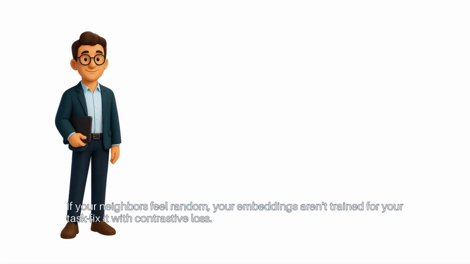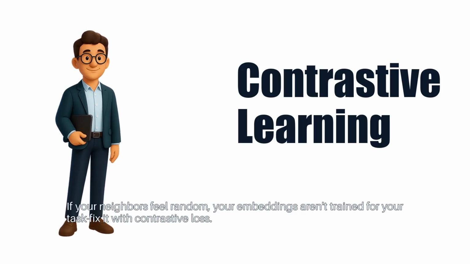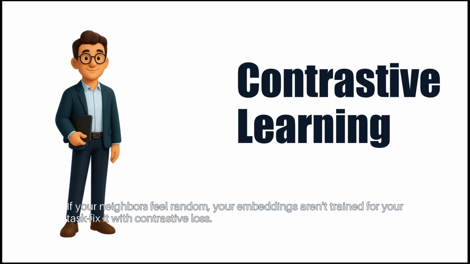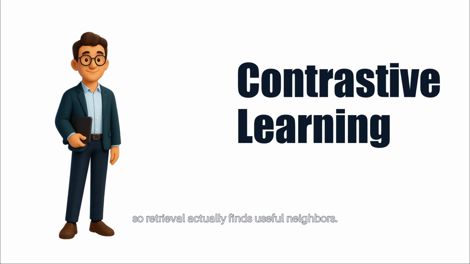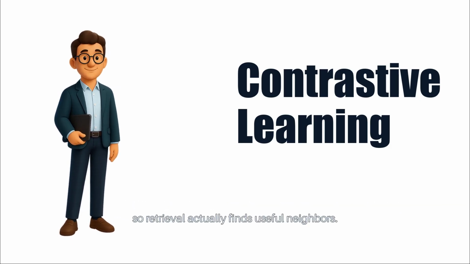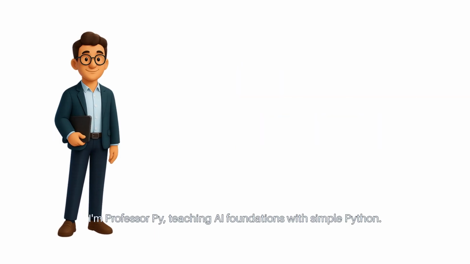If your neighbors feel random, your embeddings aren't trained for your task. Fix it with contrastive loss. By the end, you will understand how to train embeddings that pull true matches close and push irrelevant items away, so retrieval actually finds useful neighbors. I'm Professor Pi, teaching AI foundations with simple Python.